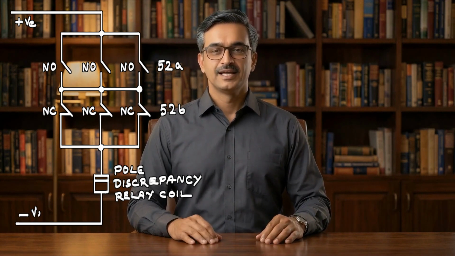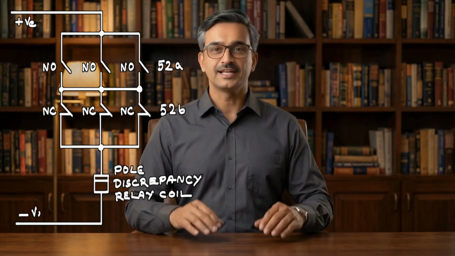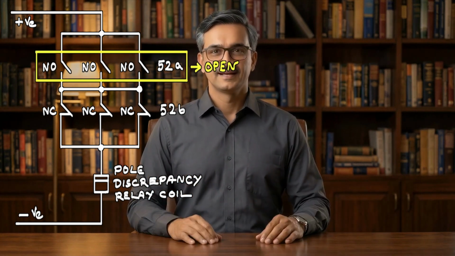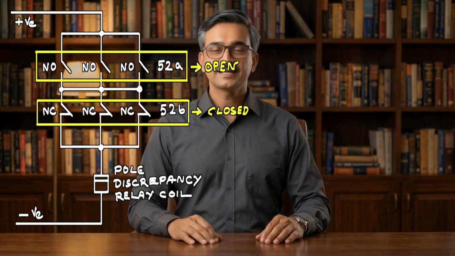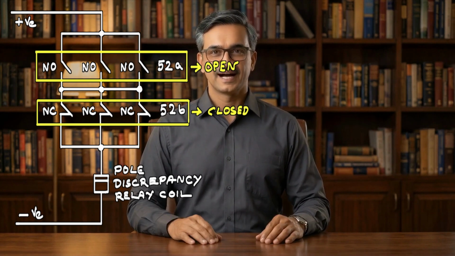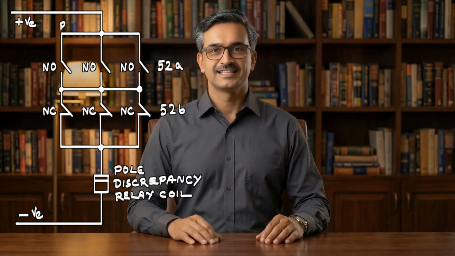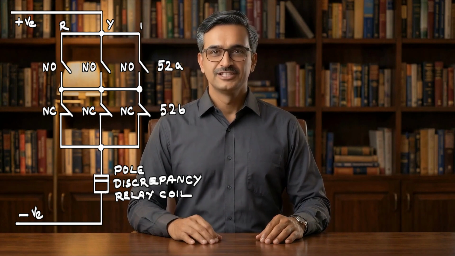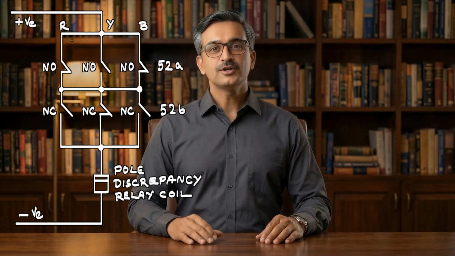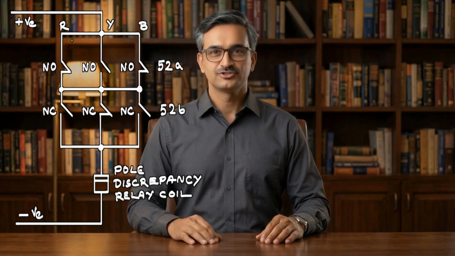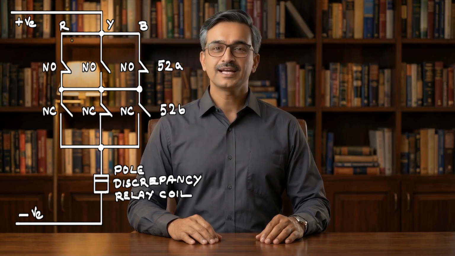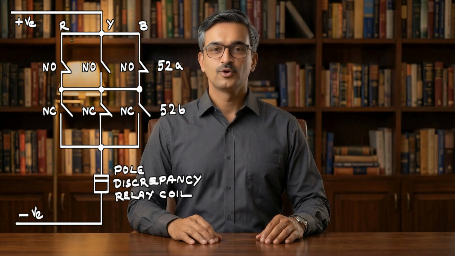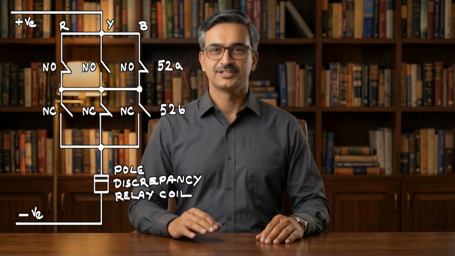Now let us understand the operation. When the circuit breaker is in open condition, all three NO contacts are open and all three NC contacts are closed. So no DC voltage reaches the relay coil. Now we try to close the circuit breaker either from the control room or locally. Suppose any two phases close. Say red phase and blue phase close. But yellow phase does not close. When red and blue poles close, their auxiliary switches rotate. So their NO contacts become closed and their NC contacts become open. But for yellow phase, no change happens. Its NO contact remains open and NC contact remains closed.